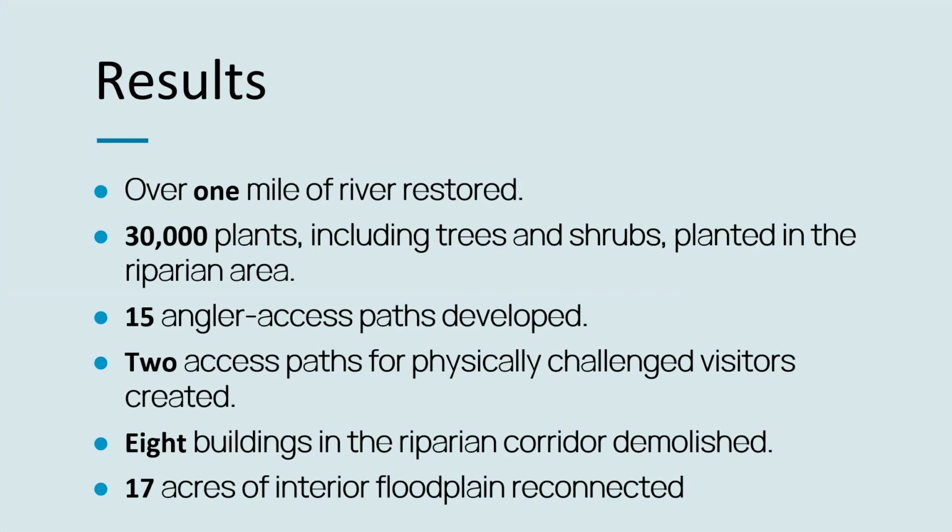Okay, so 1.1 mile of river was restored. 30,000 plants, including trees and shrubs, were planted in the riparian area. 15 angler access paths were developed, and people can use those if they're not fishing as well. There were 2 access paths put in for physically challenged visitors. 8 buildings in the riparian corridor were demolished. 17 acres of interior floodplain reconnected. So that's along that 1 mile of river.